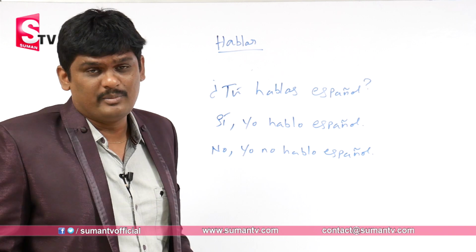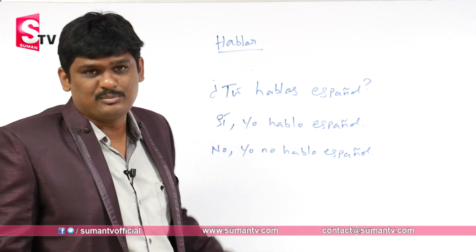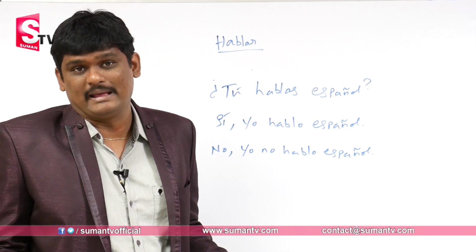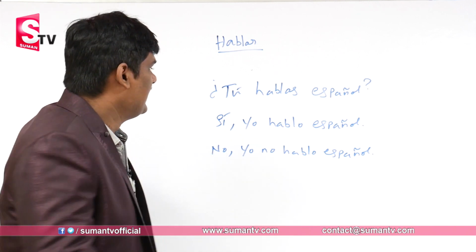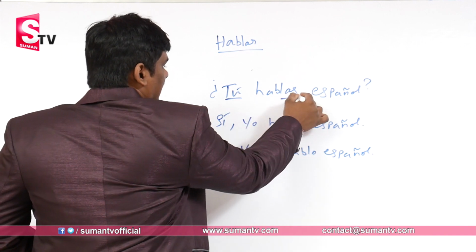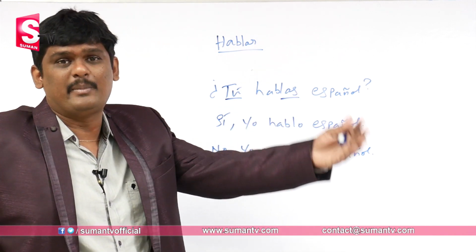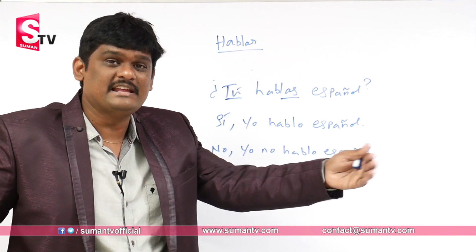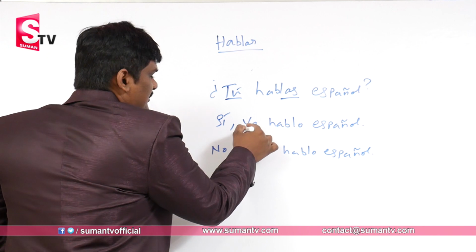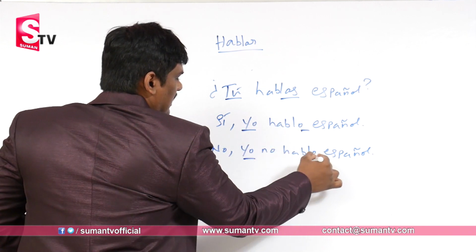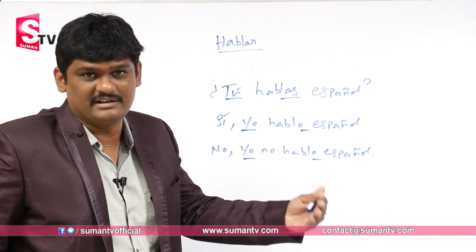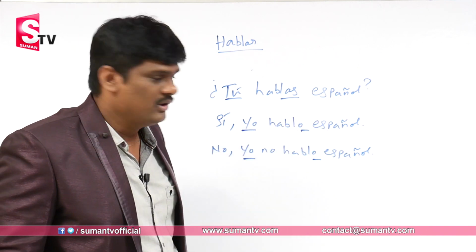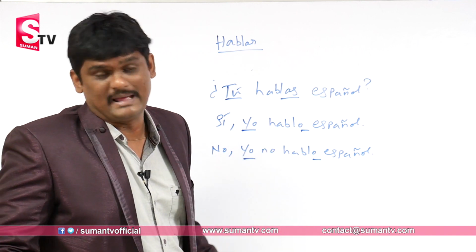So, ¿tú hablas español? is the question form. Sí, yo hablo español is a positive answer. No, yo no hablo español is a negative answer. Here it is hablas because we are asking the question to somebody else. The first person is asking the second person, and the other person is telling about himself. That is the reason yo hablo comes here, and the responder should say, sí, yo hablo español. No, yo no hablo español.